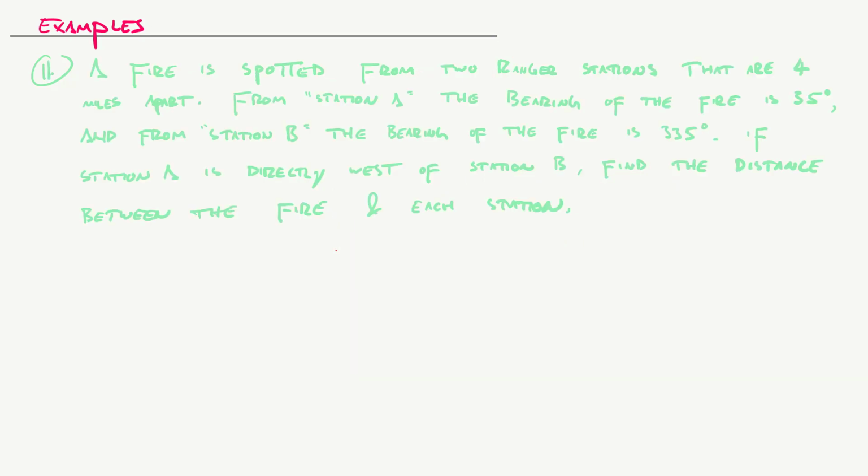Okay, moving on. Now let's talk about something with a little bit more context. This says that a fire is spotted from two ranger stations that are 4 miles apart. From station A, the bearing of the fire is 35 degrees, and from station B, the bearing of the fire is 335 degrees. If station A is directly west of station B, find the distance between the fire and each station.